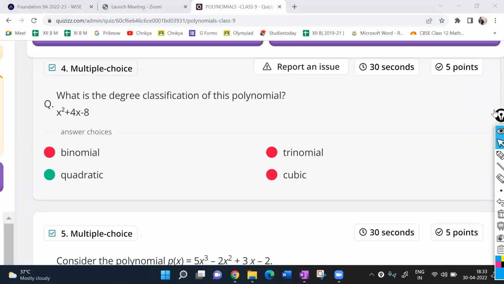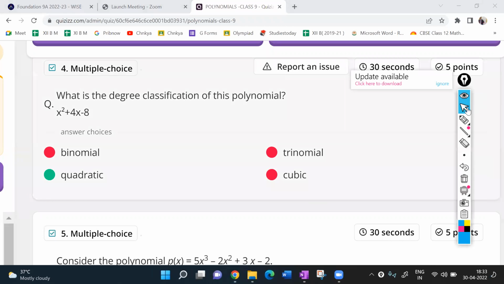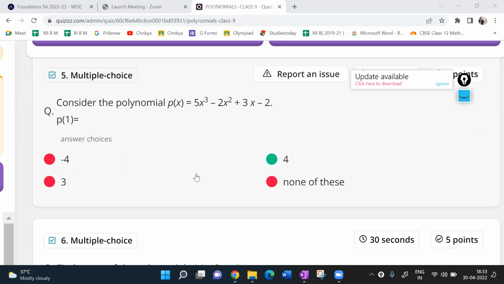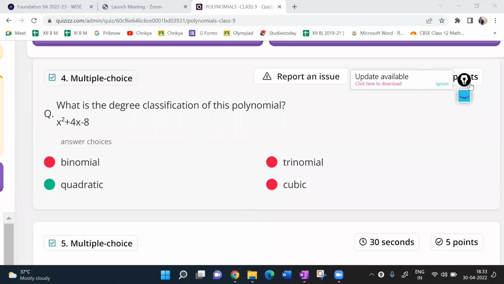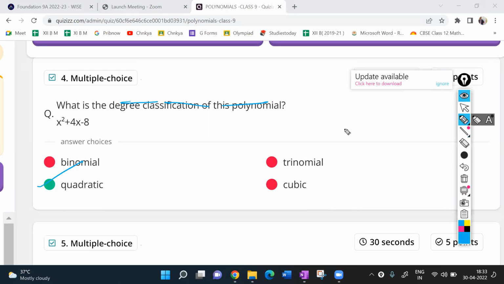Look at this here, beta. My goodness, where is this? Yes. What is the degree? What is the degree classification of this polynomial, beta? Quadratic. Very simple, right? Next. Sir, how to understand those quadratic questions? Beta, look at this here. What is simple here? What is given here? Degree class. Oh my goodness, what is happening? 1 second.